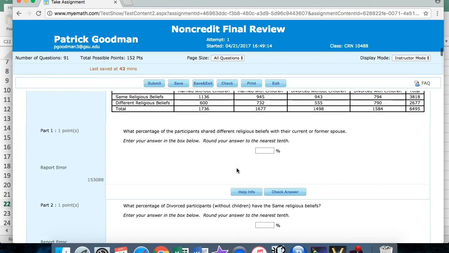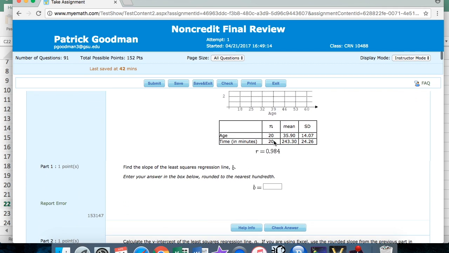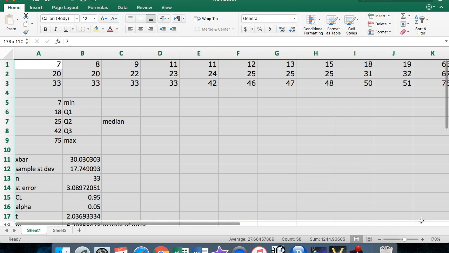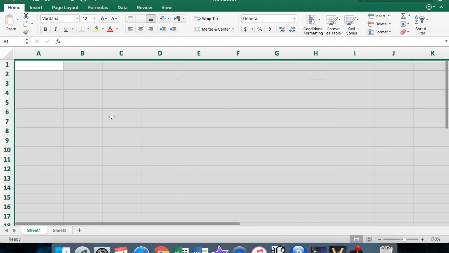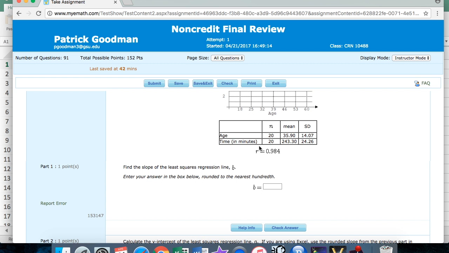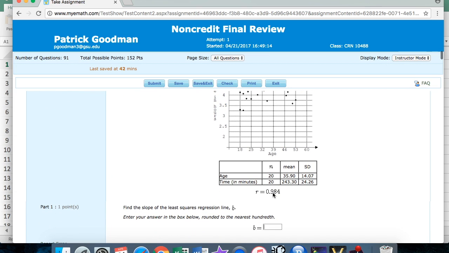So this is the regression problem. We have a scatter plot, and they give us our data here, and then they say find the slope of the least squares regression line, B. Remember that you have the formula, so you don't have to worry about finding your R or type in all these values. They give it to you.